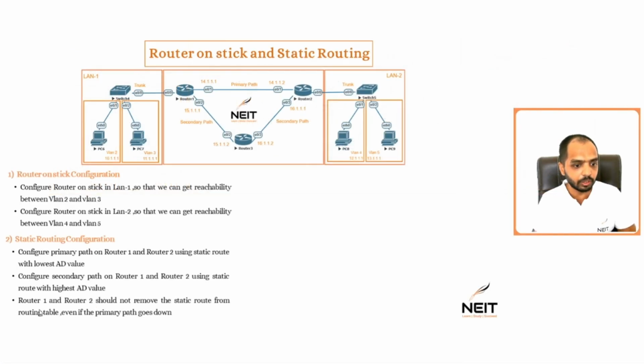Now after that, the task is saying that router 1 and router 2 should not remove the static route from the routing table even if the primary path goes down. Okay, so we will configure this after some time. So let's test the connectivity first.